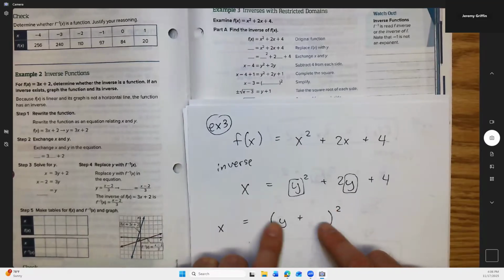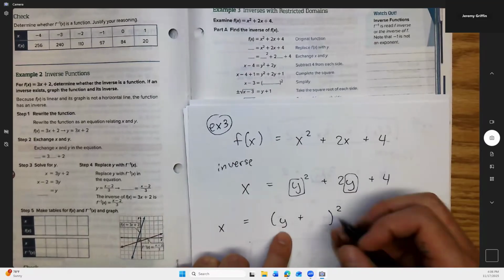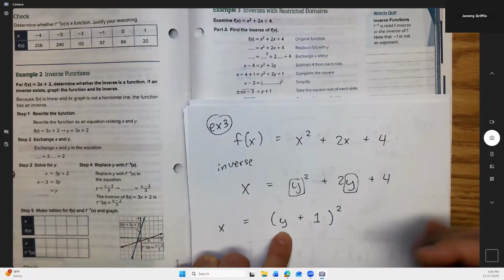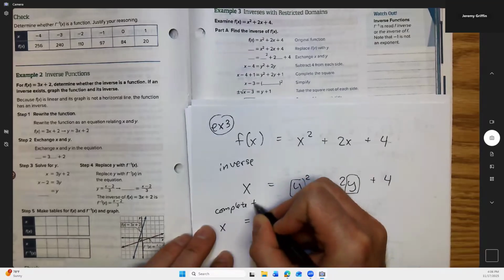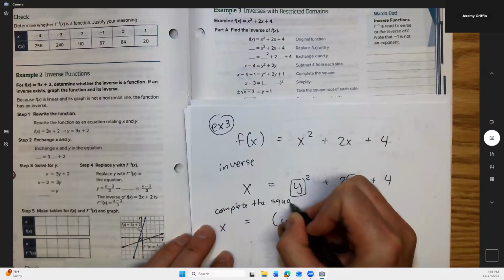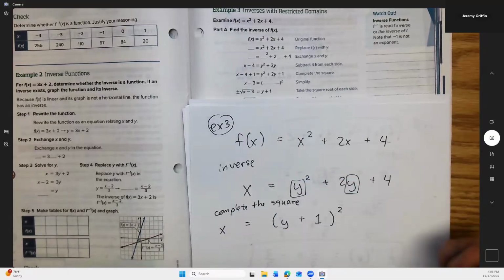Well, I need something so that if I FOIL this out, I get a coefficient of 2 on this y. And the only number that'll do that is 1 with this completing the square. And I'm going to spell this out. Complete the square. Not the only method, but probably a pretty good method for what we're doing here.